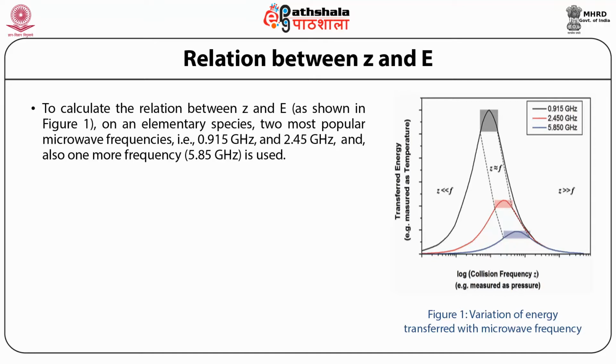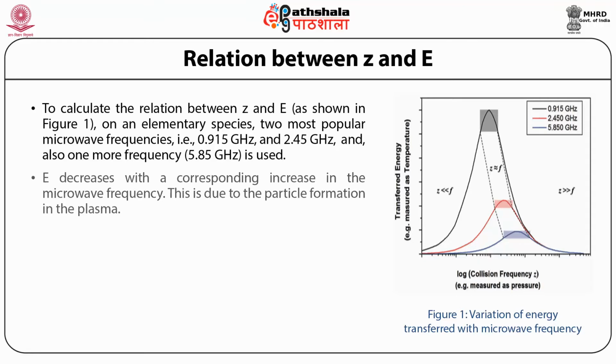0.915 GHz and 2.45 GHz, and also one more frequency, which is 5.85 GHz. Figure 1 is a plot of variation of energy transferred with microwave frequency. We can also see three different zones for the relationship between Z and frequency of the microwave. The following conclusions can be drawn from the figure.